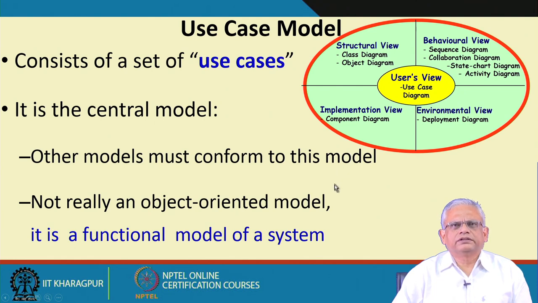But we must understand that even though it is object oriented modeling, the use case model is an exception. It is actually a functional model of a system. It models what are the functionalities to be supported by the system. This is unlike the other models, where we only model the objects and the issues associated with objects. But in a use case model, we only identify the functionalities supported by the system, and we document functionalities, and therefore, it is appropriate to say that this is a functional model of a system, not an object model.